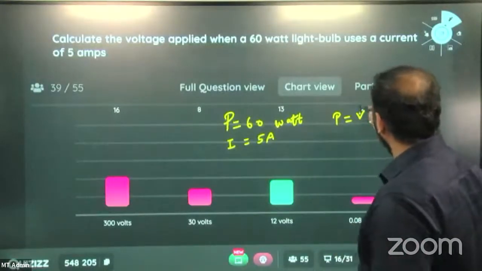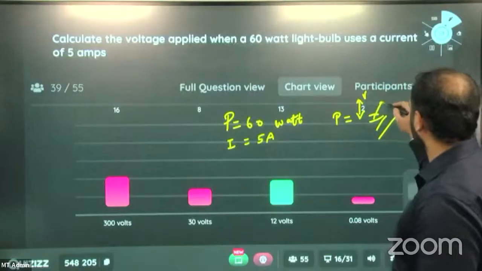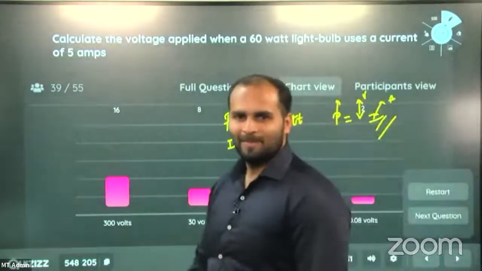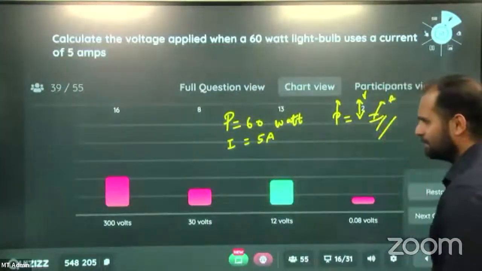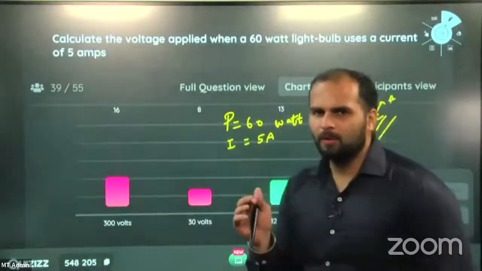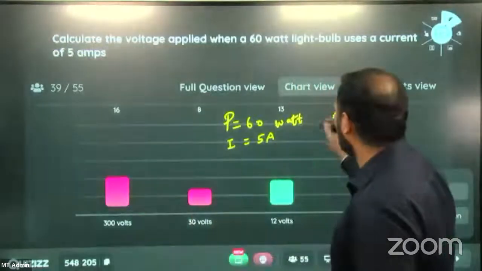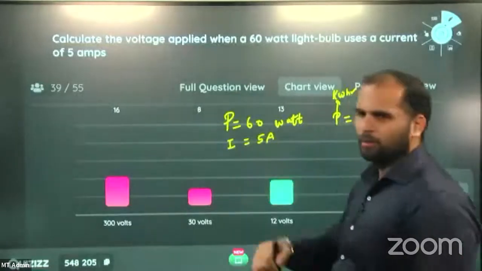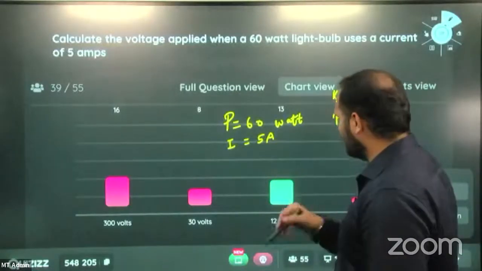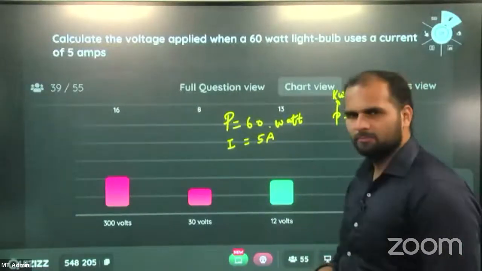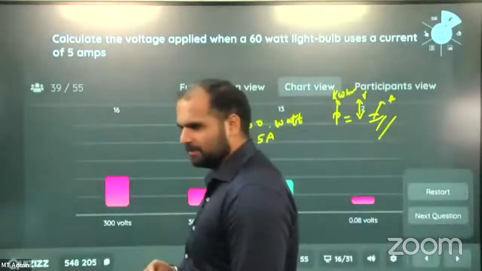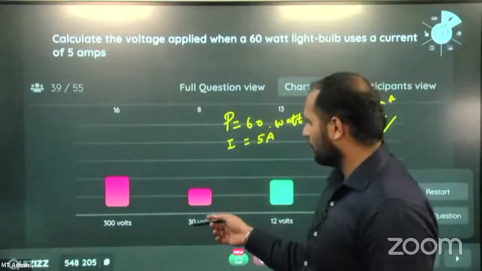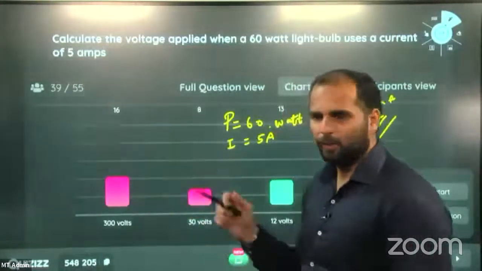Now the voltage is in volts, current is in amperes. Power should be in what? What should be the unit of power? The SI unit of power is always kilowatt hour, right? So, is your power in kilowatt? I don't see that. It's in watt. So those students who have got the answer 300 have not converted, right?